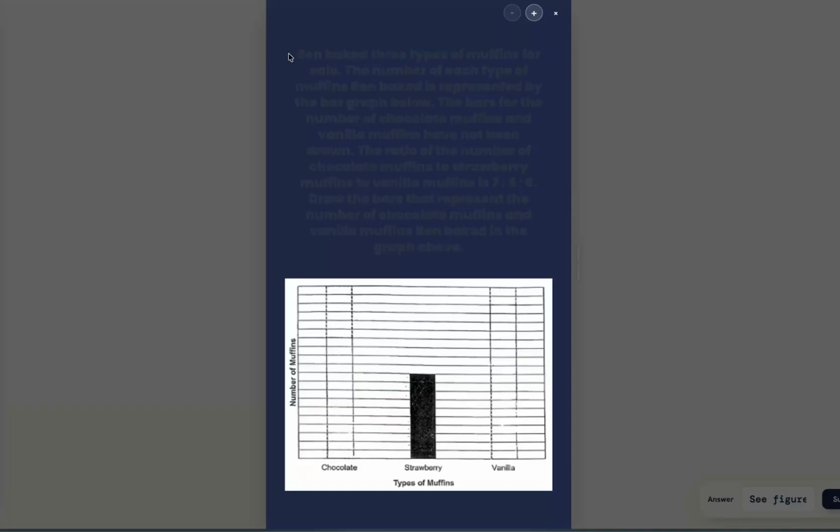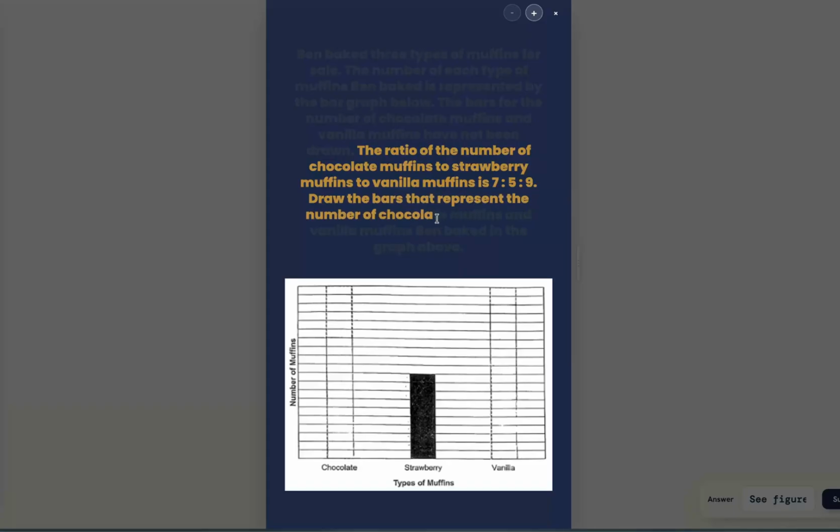Question 14a. Ben baked 3 types of muffins for sale. The number of each type of muffins Ben baked is represented by the bar graph below. The bars for the number of chocolate muffins and vanilla muffins have not been drawn. The ratio of the number of chocolate muffins to strawberry muffins to vanilla muffins is 7:5:9. Draw the bars that represent the number of chocolate muffins and vanilla muffins Ben baked in the graph above.